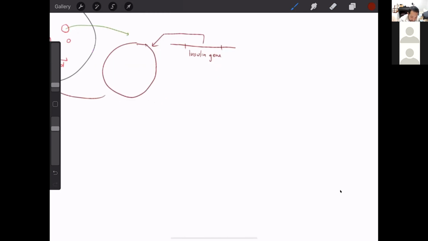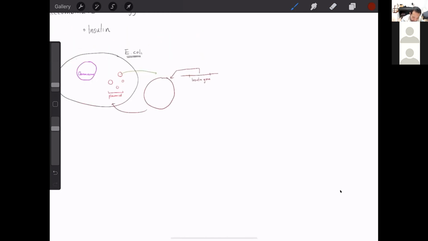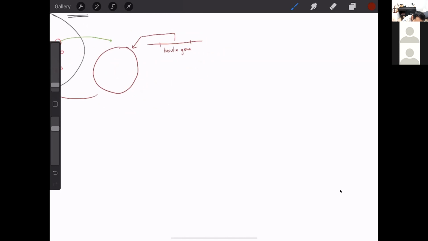Okay, so let's figure out this first problem. The first problem is that we want to cut out the human insulin gene and we want to insert that into this plasmid. So the first question is, how do we cut DNA and how do we put that into the plasmid?